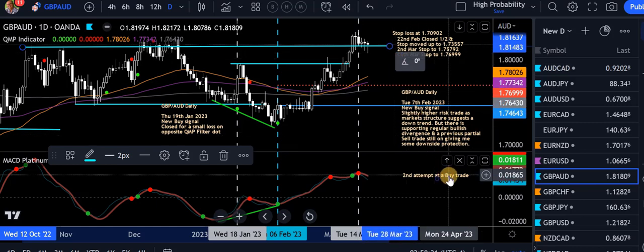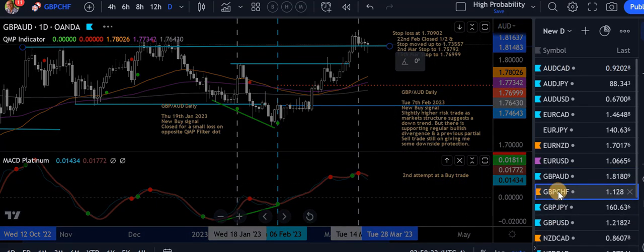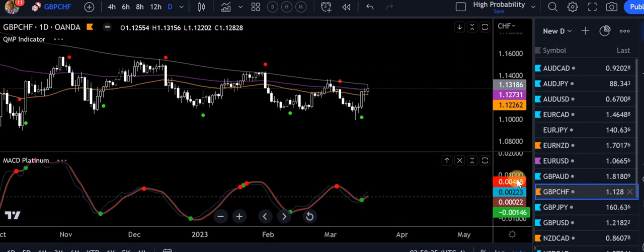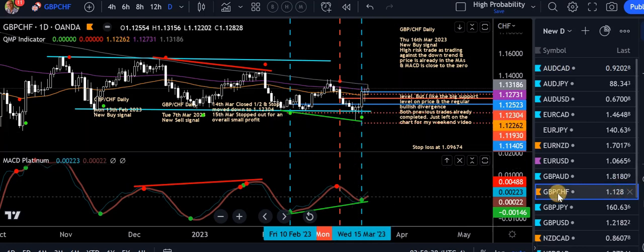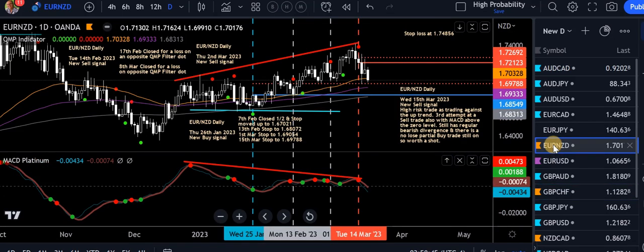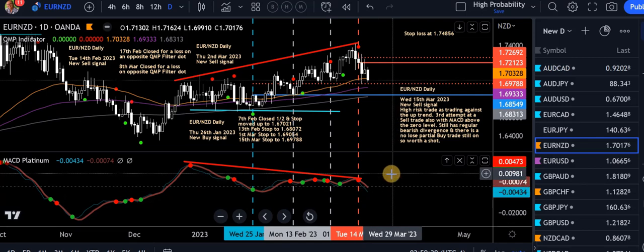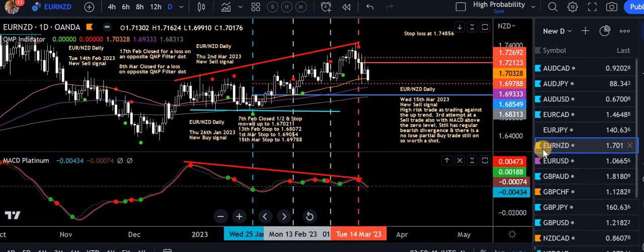That's pound Aussie, pound Swiss. All right, it's highlighted in orange. Oh, yeah, we'll go back to Euro New Zealand. That's highlighted in orange, or did I just highlight it? Why is that highlighted in orange? For me to tidy up? All right, my apologies. I've gone back to the Euro New Zealand.